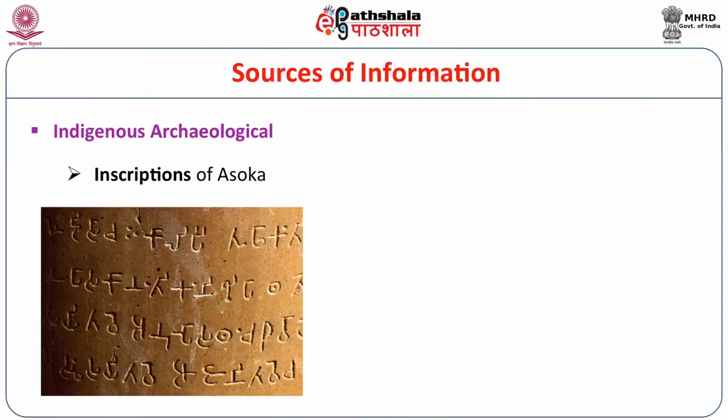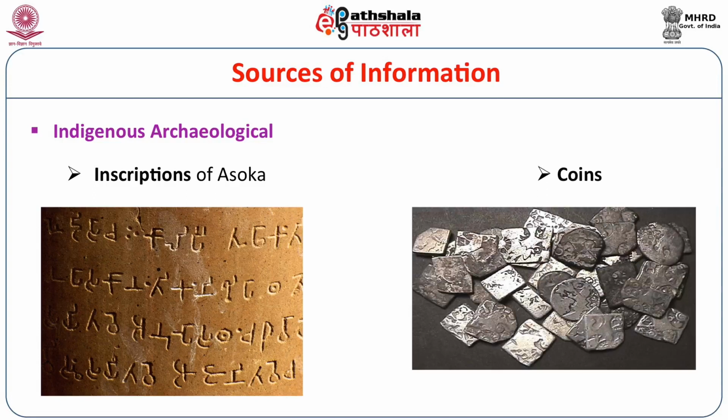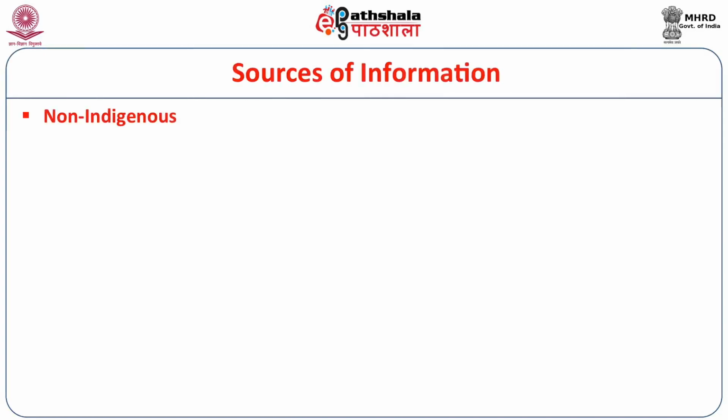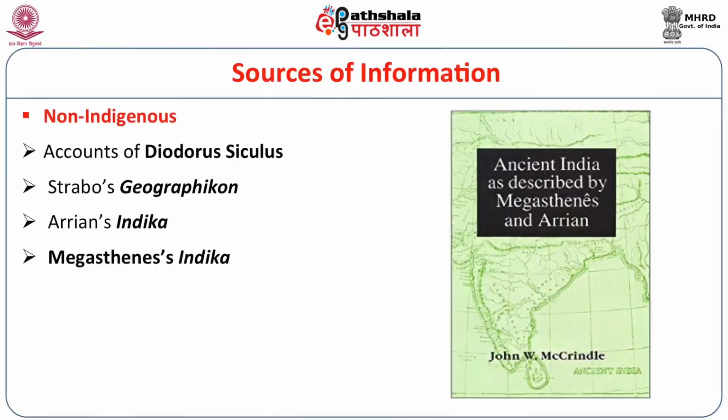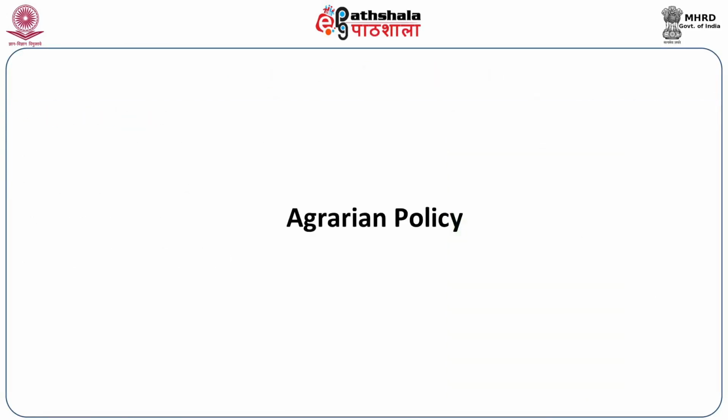Archaeological sources: in this category we find two major sources, the inscriptions of Ashoka and the coins. Then we go to non-indigenous literary sources: the accounts of Diodorus Siculus, Strabo's Geographica, Arrian's Indica, Megasthenes' Indica. These are the sources from which we shall be collecting information for understanding the economic conditions of the Mauryan period. First of all, agricultural policy or agrarian policy.